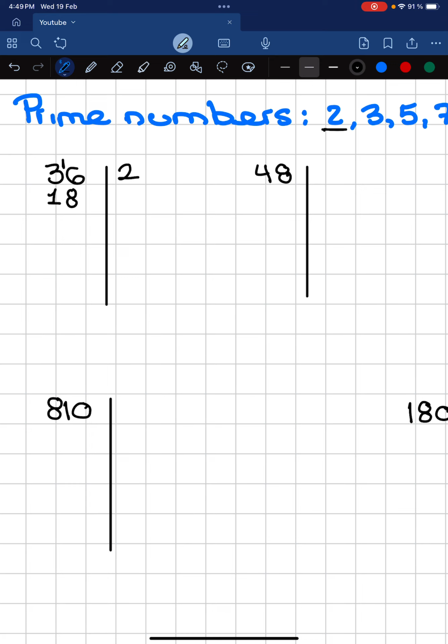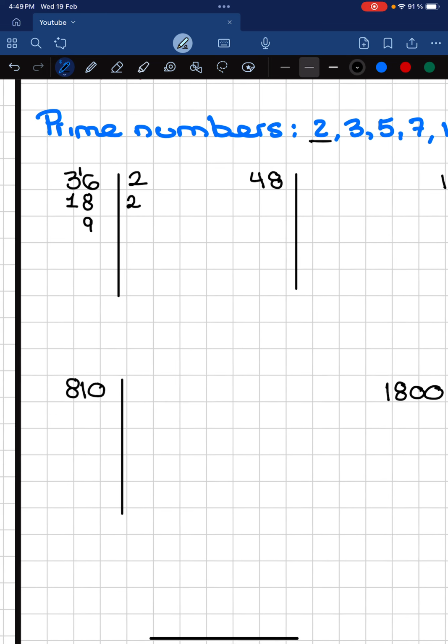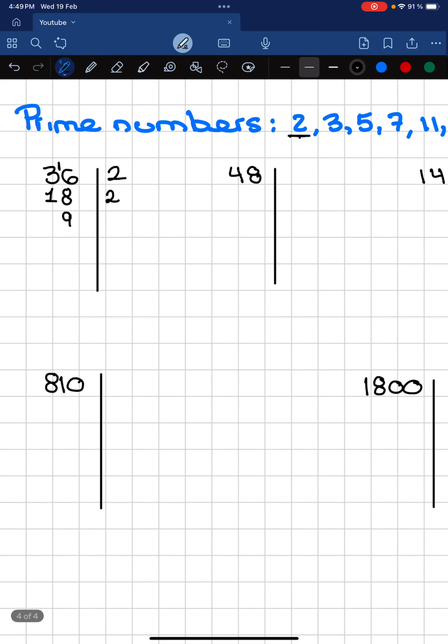So we now have 18. Is 18 divisible by 2? Yes, because 18 is even. And we know the divisibility rule of number 2. So we're going to divide 18 by 2, and 18 divided by 2 is 9. Now, we're going to see, is 9 divisible by 2? It's not, right? So we're going to come back to our prime numbers, and we're going to jump to the next one, 3. Is 9 divisible by 3? Yes, so we put 3 here, and 9 divided by 3 is 3.